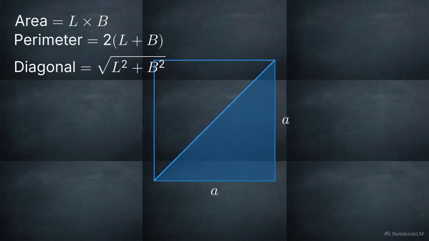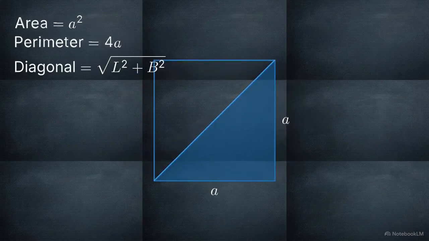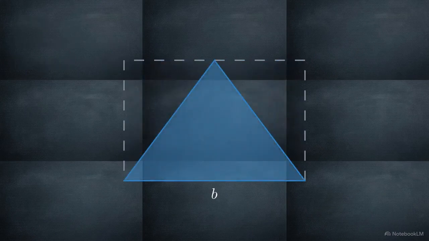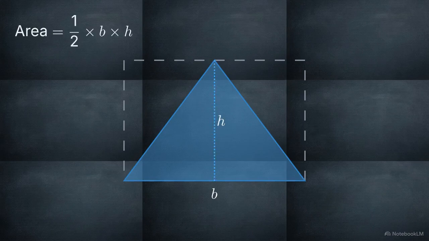When all sides are equal, the rectangle becomes a square. With side A, the area simplifies to A squared, and perimeter to 4 times A. The square's diagonal calculation always results in A multiplied by the square root of 2. Any triangle occupies exactly half of the space of a corresponding rectangle. This makes the area calculation 1/2 multiplied by the base and the height.